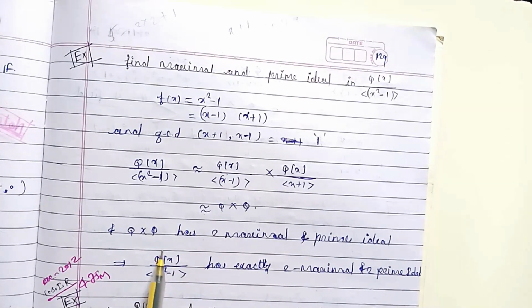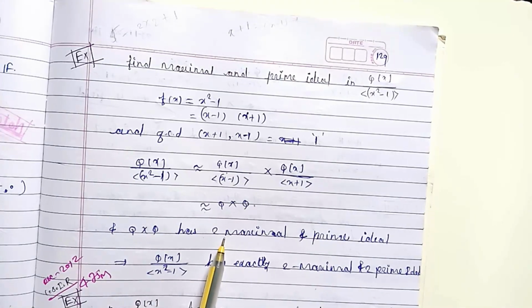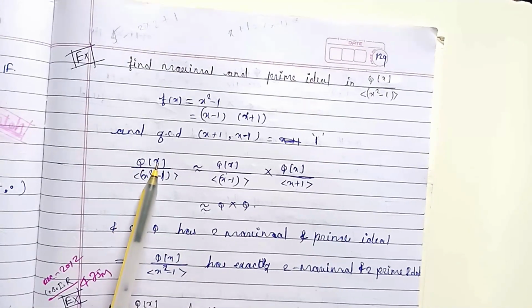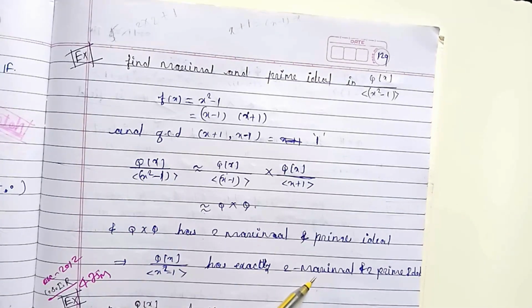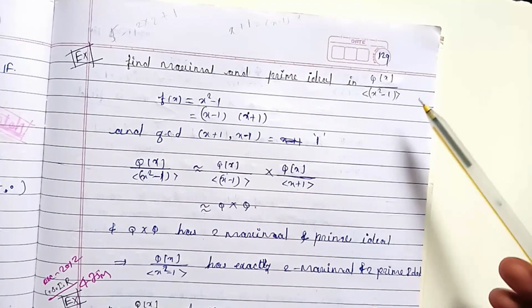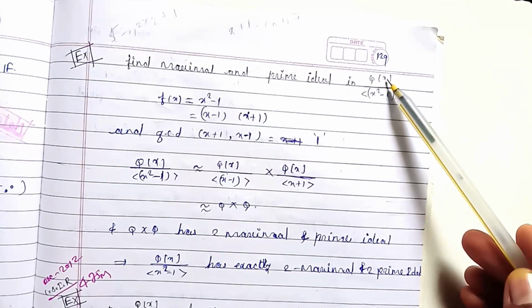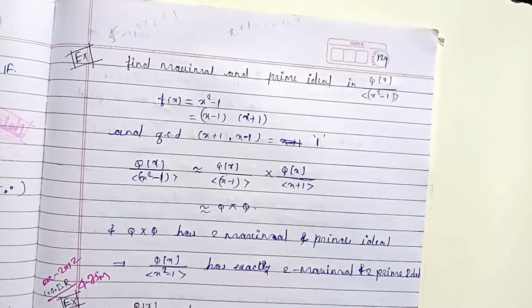If Q cross Q has two maximal and prime ideals and it is isomorphic to Q[x] upon x square minus 1, that means this one also has two maximal and prime ideals. So we got that the maximal and prime ideals of Q[x] upon x square minus 1 are two maximal and prime ideals.